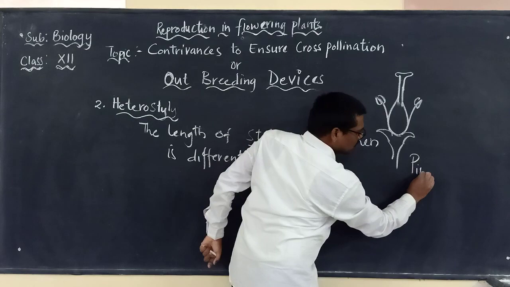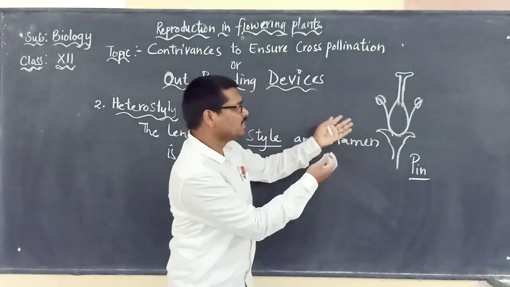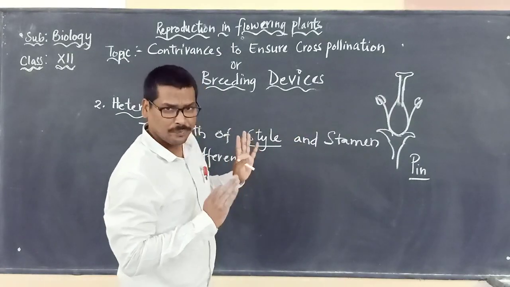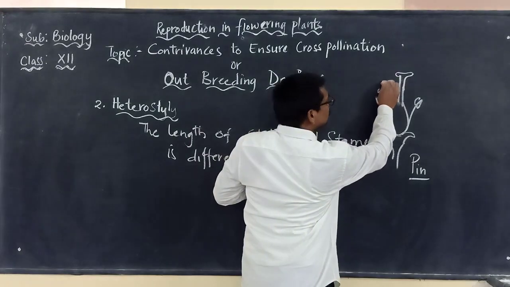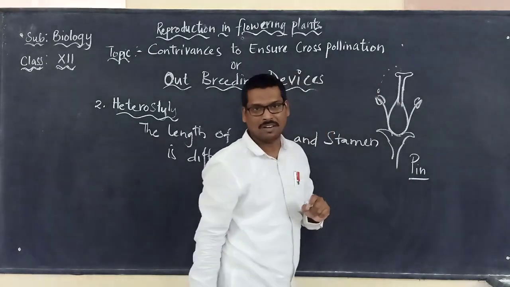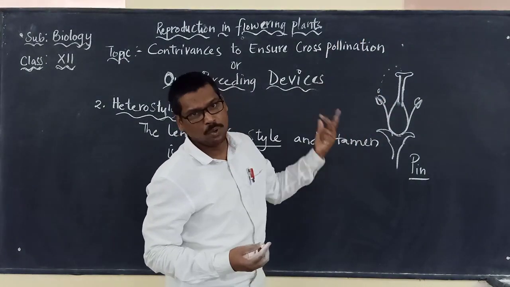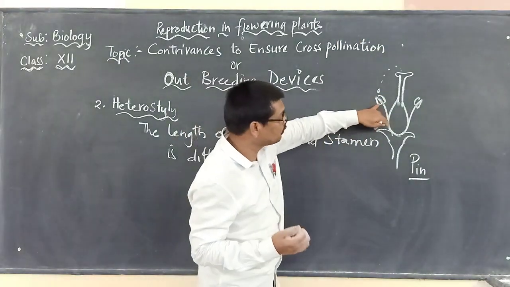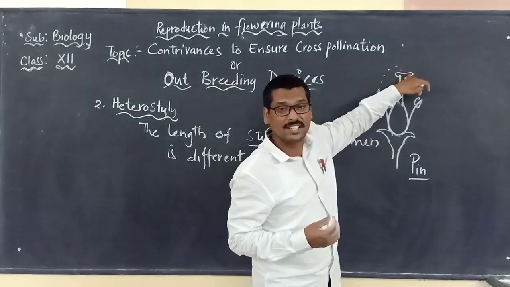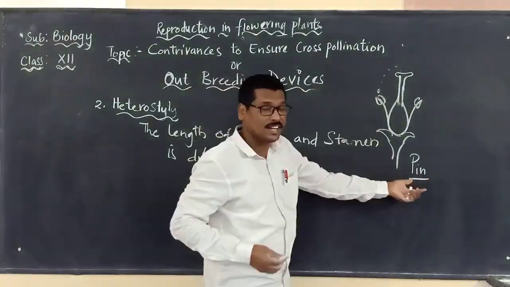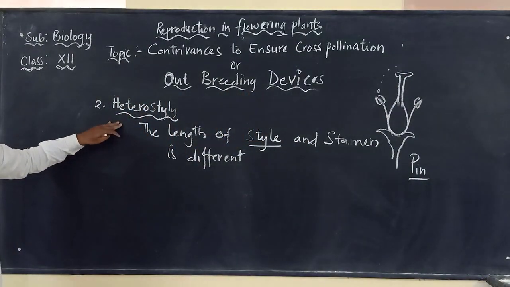This type of arrangement is called pin. So here it is very clearly understood now with the diagram. If you are seeing that it is not possible for the pollen grains to be carried on to the stigma. Why? Because the style is very long. So that's why it is not possible for the pollen grains that are released from this anther to fall on the stigma. So this type of arrangement is called as what? Pin. And this is one example that you have to remember under the heterostyle.